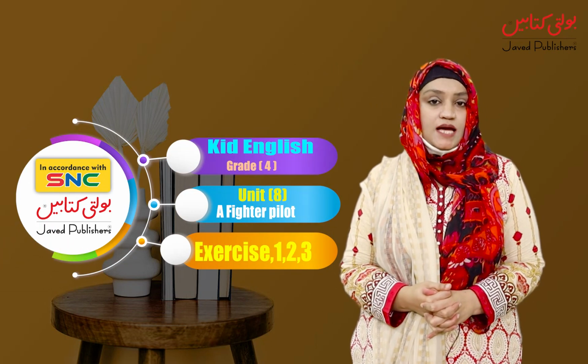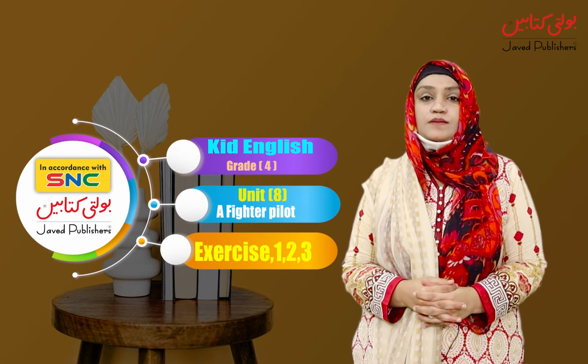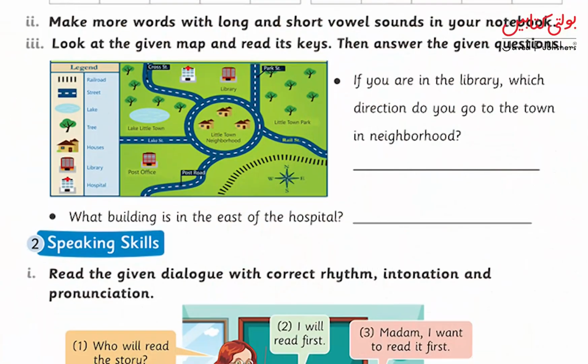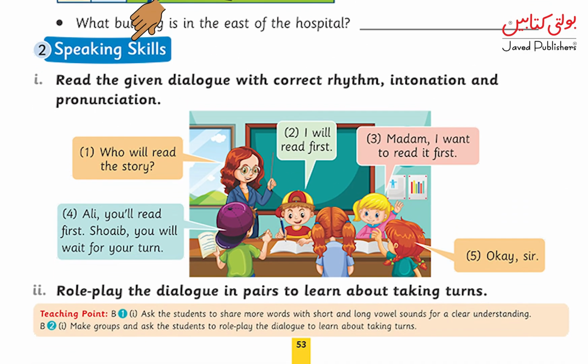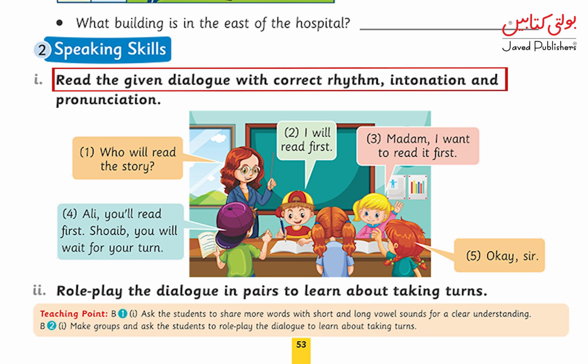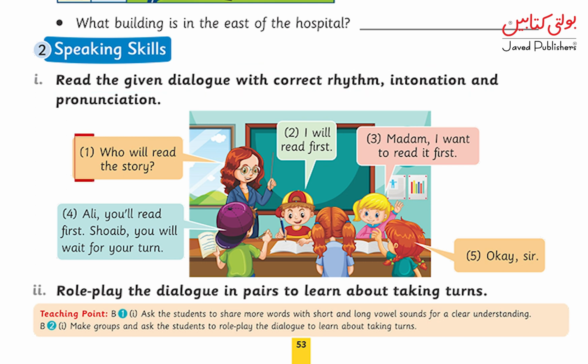Today we will be doing Kids English Grade 4 chapter number 8 and the topic is a fighter pilot. So let's start. On page number 53 we will be doing question number 1 about speaking skills, and we have to read the given dialogue with correct rhythm, intonation and pronunciation. Now this dialogue is about how to take turns.